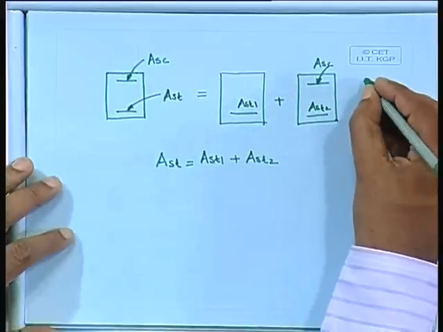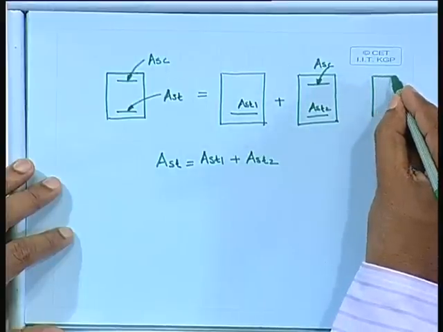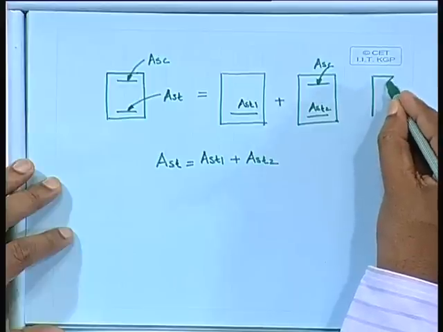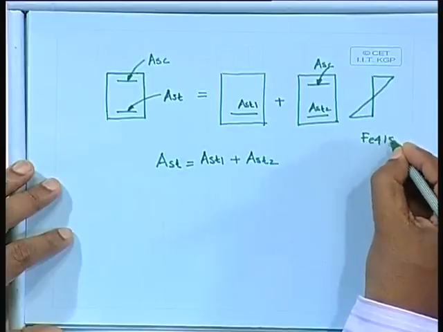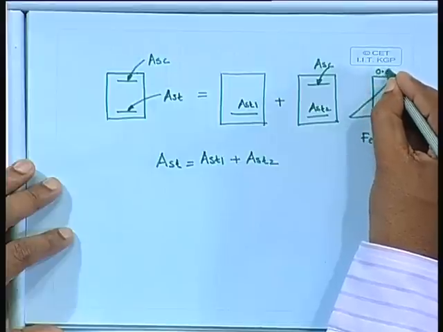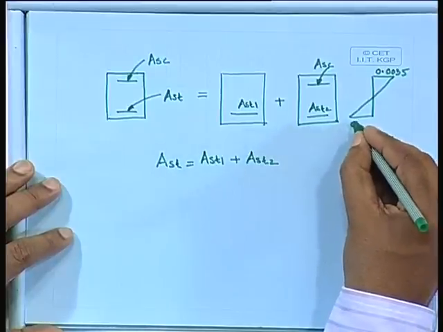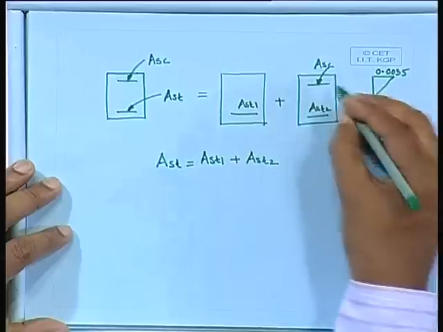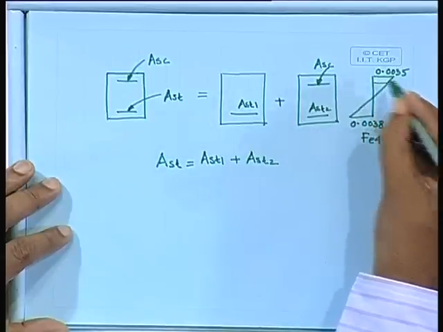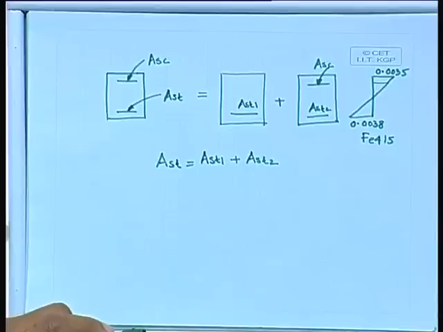I could further explain. If we draw the strain diagram, somewhere is the neutral axis. If we consider Fe 415, we are assuming the steel is Fe 415, so 0.0035 is the strain in the compression zone, whereas here 0.0038, since we are considering Fe 415. We are providing the steel in the compression side, so the strain is different, since strain is different.